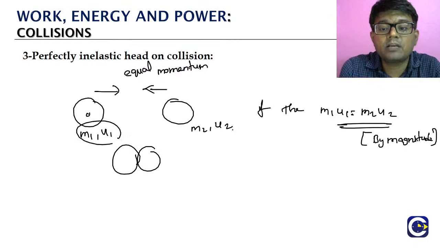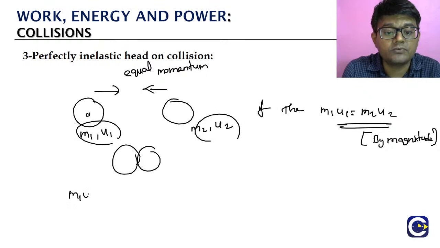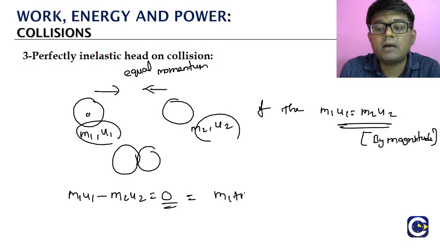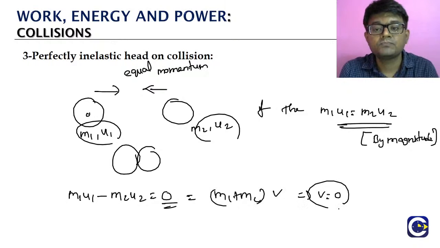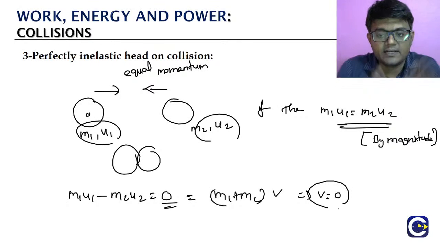What is the initial momentum? Because we have to add them vectorially, so one we will take as positive, other we will take as negative. So when you add them vectorially, what you will get? 0. That will be equal to the total mass m1 plus m2 into v, which means we will get V as 0. So once the collision is happening, nothing will move. They will just stick and stay there.